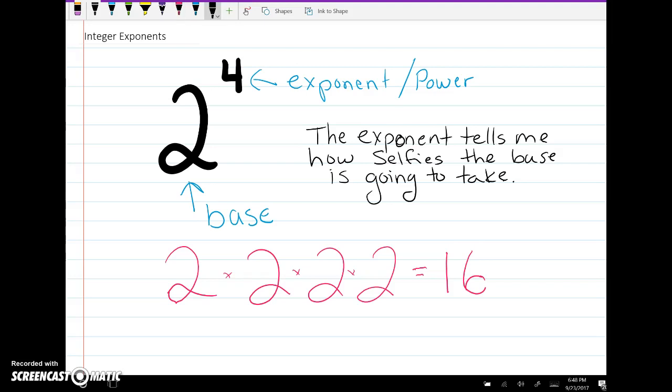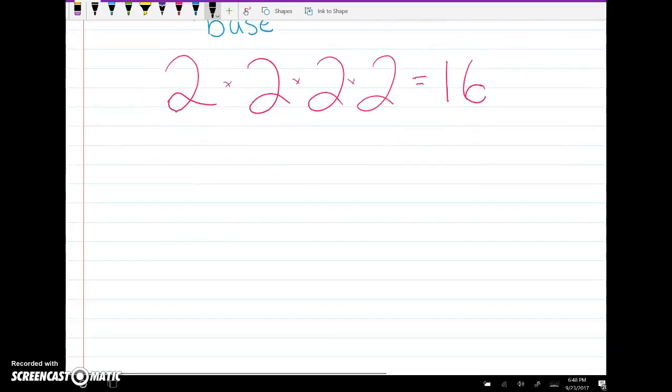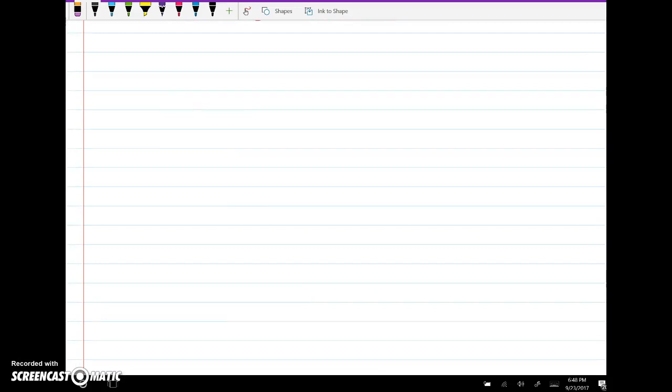Now, what do we do if we have an exponent, if we have a base to the power of 0? So what about something like 2 to the 0? Is it 2? Is it 1? Is it 0? Is it, I don't know, I give up, I can't do this? Well, let's take a look at some things.